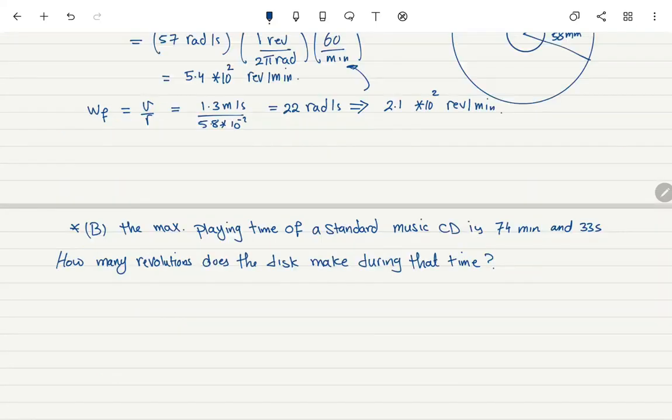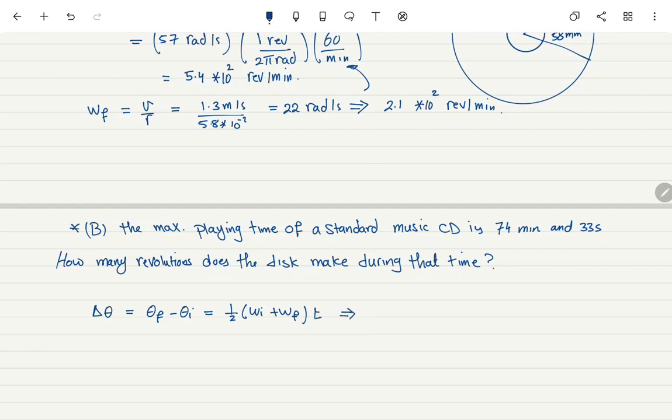Now the maximum playing time of a standard music CD is 74 minutes and 33 seconds. How many revolutions does the disc make during that time? Now since we look for revolutions, in this case here, delta theta equals theta final minus theta initial, which equals half omega initial plus omega final times t.